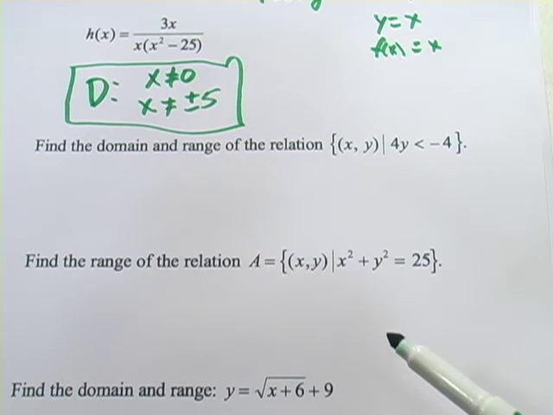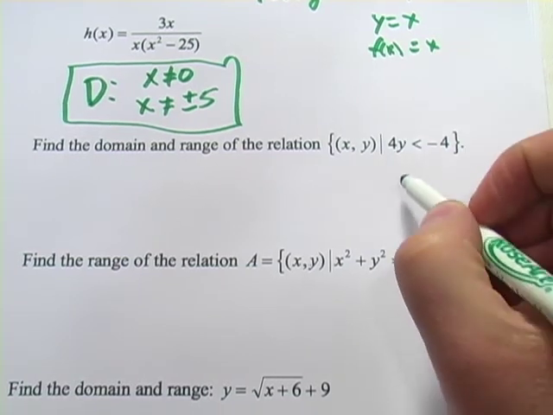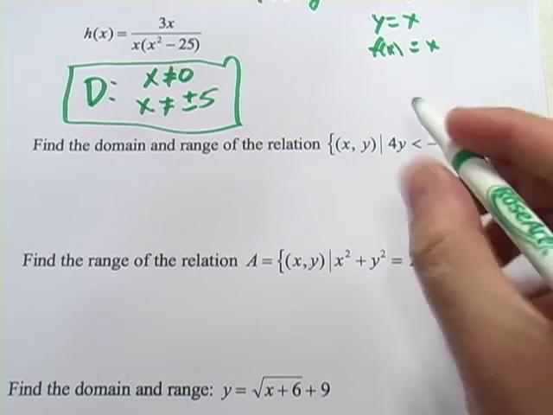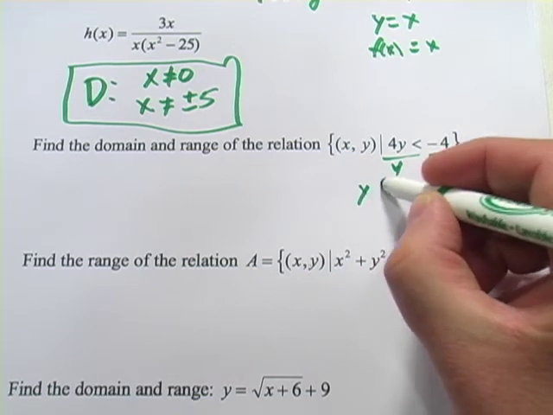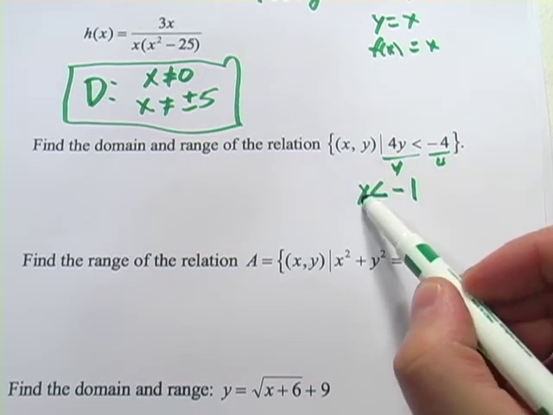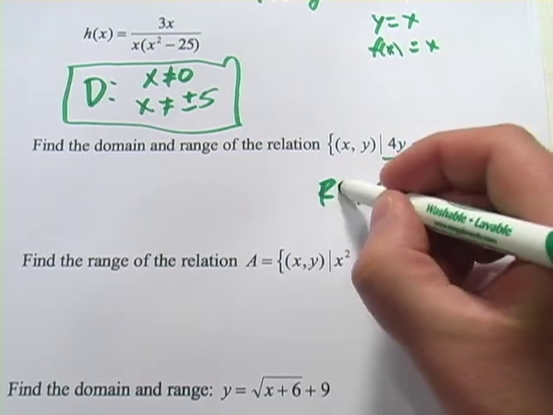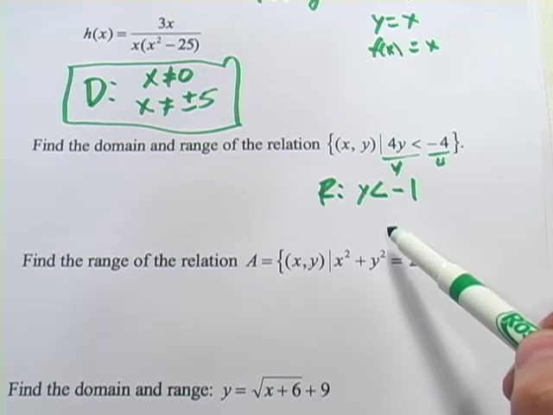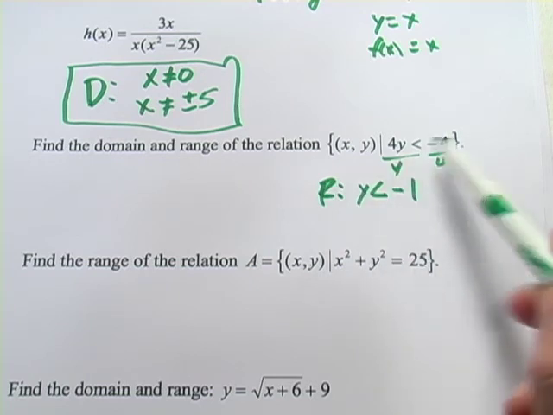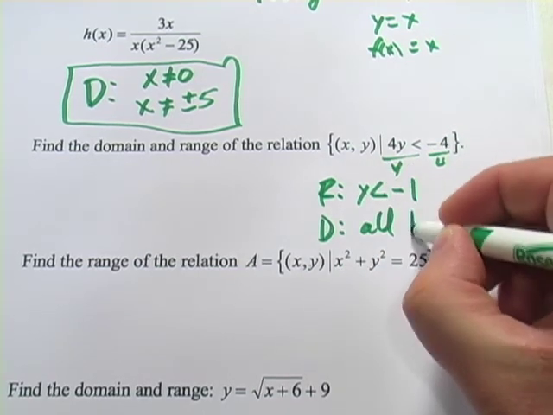This says find the domain and range of the relation, and we have it here: 4y is less than negative 4. So the first thing I want to do when I'm given an inequality like this is just solve it for the variable, in this case y. I'm going to divide both sides by 4, and I get y is less than negative 1. Now, when I have a simple statement like this that has y over here, that's a statement of my range. Y is the range of this function. So that tells me my range. Y is going to be anything that's less than negative 1. But what's my domain? What's x? Well, in this case, x is not involved in this, so x could be anything, which means the domain is all real numbers.